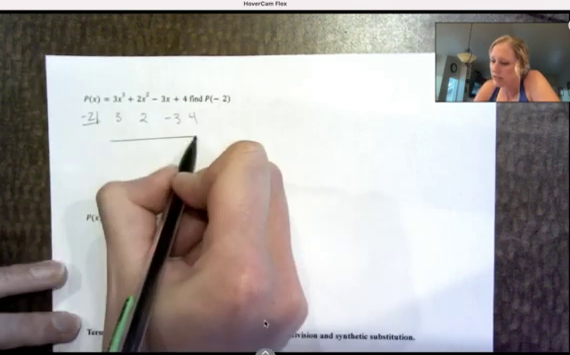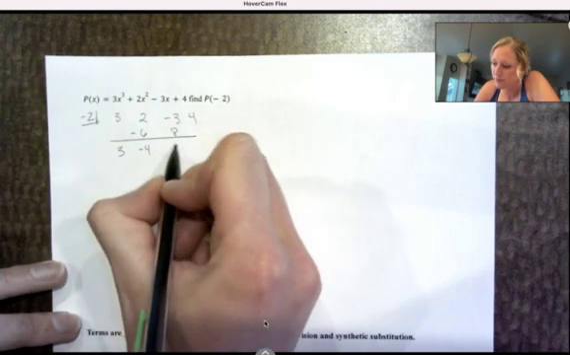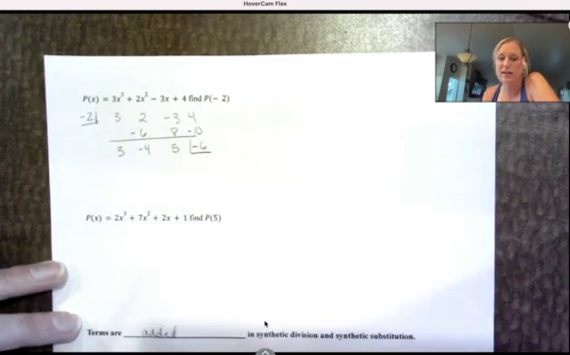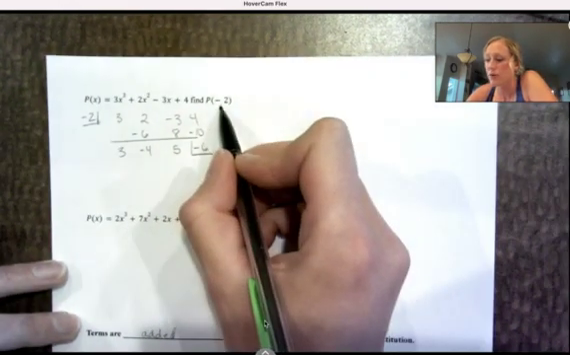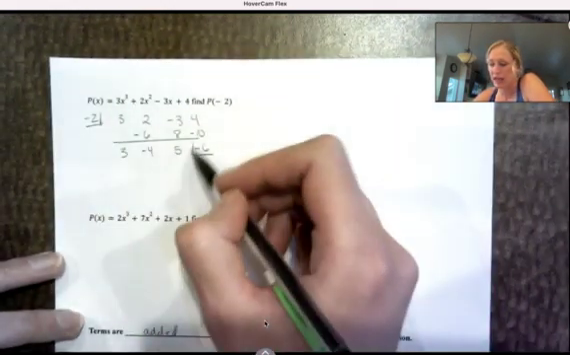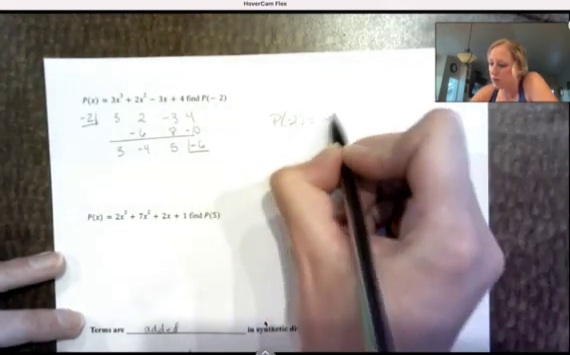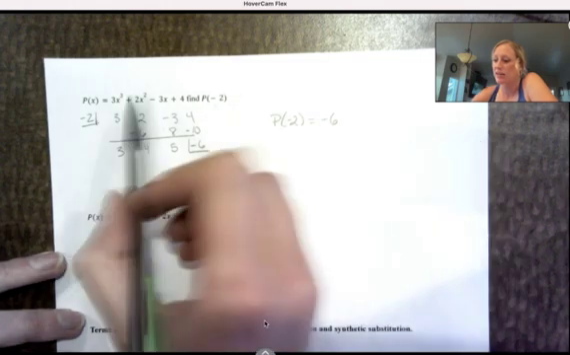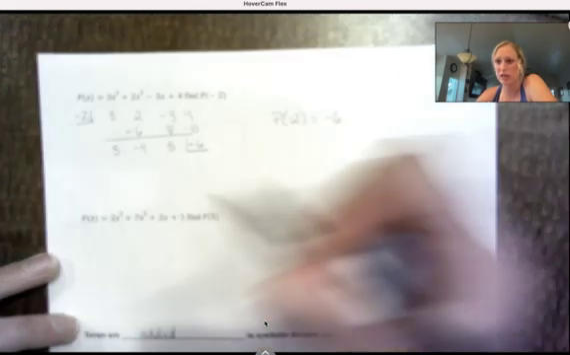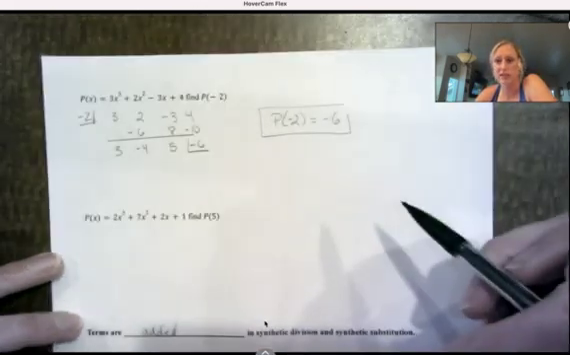Okay, perform synthetic division. All right, so here, negative 6 is my remainder. If it's not a 0, it doesn't go in evenly. This remainder is actually what p of negative 2 equals. So in other words, if I had plugged negative 2 into this polynomial, it equals negative 6. This is just another way to do that using synthetic division. So p of negative 2 is negative 6.